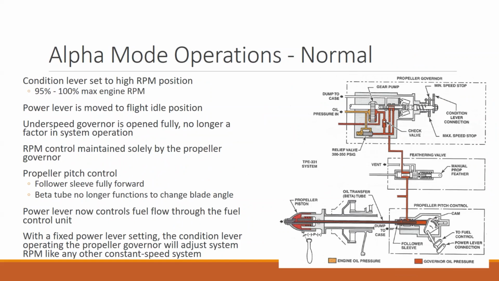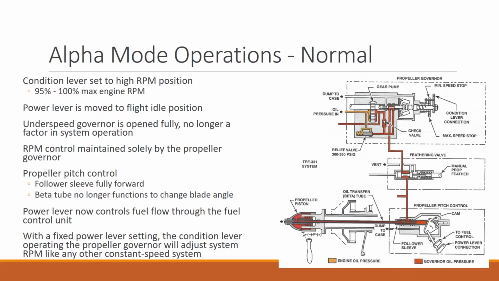So when we move that condition lever into the flight idle, we move into the flight position, we move the power lever up into the flight idle position. It's now jammed this, it sent this follower sleeve all the way forward, and it no longer is going to provide any kind of blade angle adjustment for our propeller. It's all going to now be done up here in our prop governor.